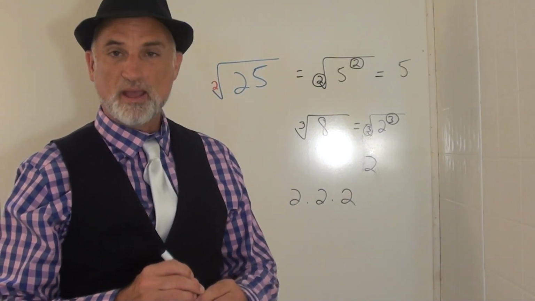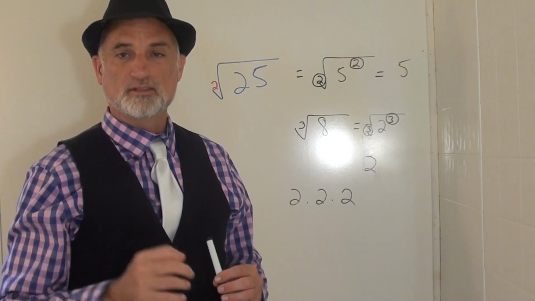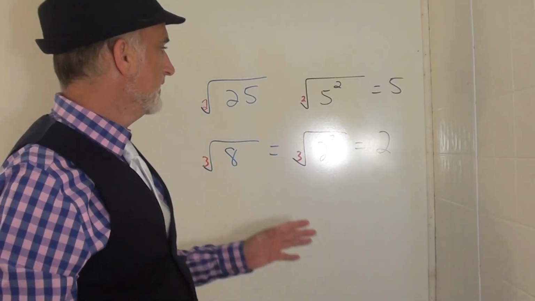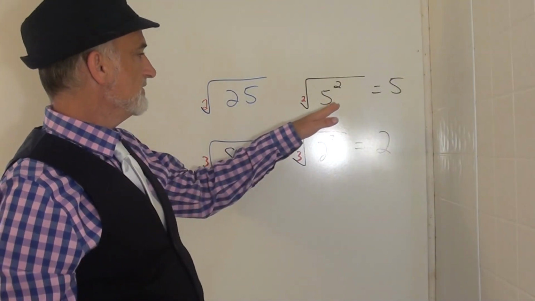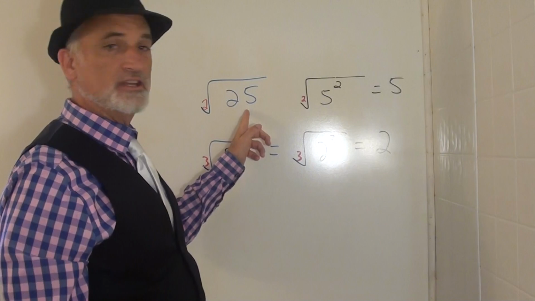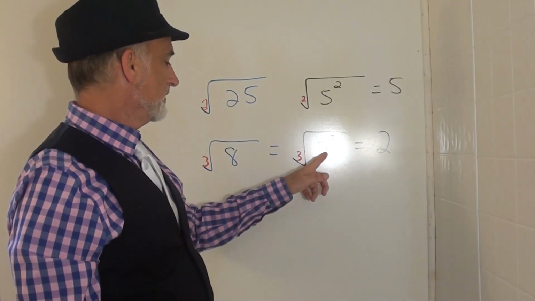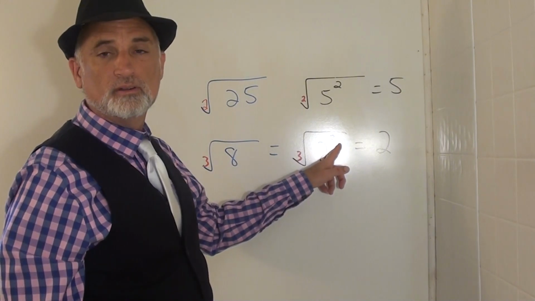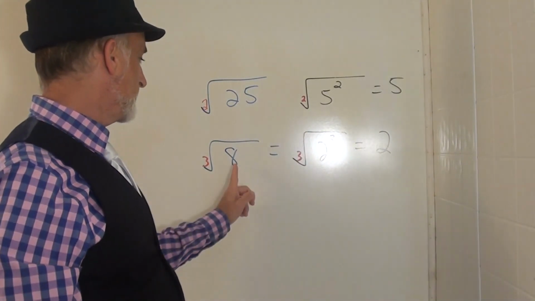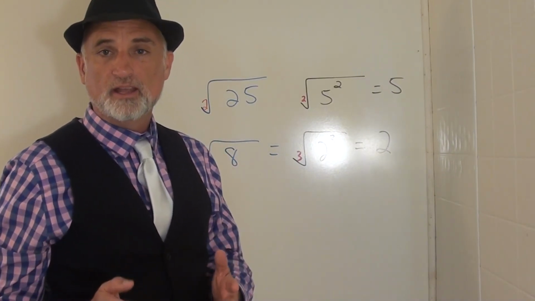Alright, are we seeing a pattern? Are we seeing that the square root and the square are opposites? Alright, so there's one more thing I want to talk about here. I want you to notice that 5 squared, or 5 times 5, is the prime factorization of 25. Same as this. 2 cubed, which is 2 times 2 times 2, is the prime factorization of 8. And I think that's going to help as we continue.